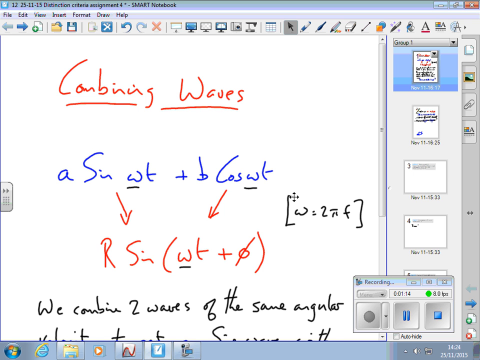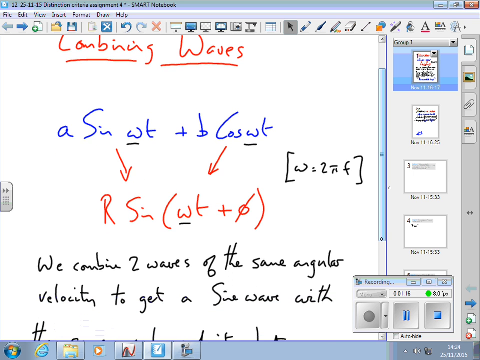We can combine two waves with the same angular velocity. So this works if we've got the same angular velocity. Look, omega. They've both got the same angular velocity. We can combine those two waves into one wave.